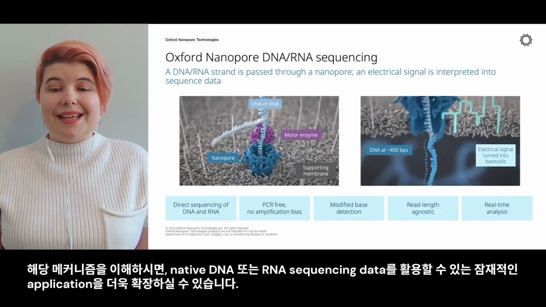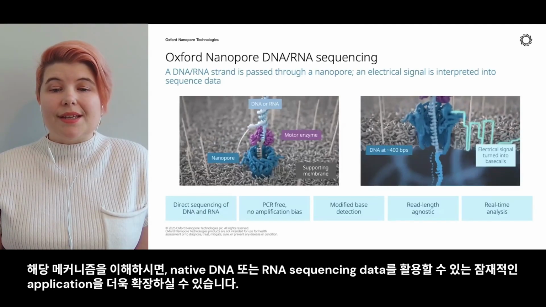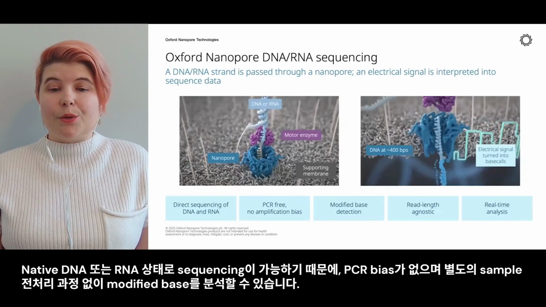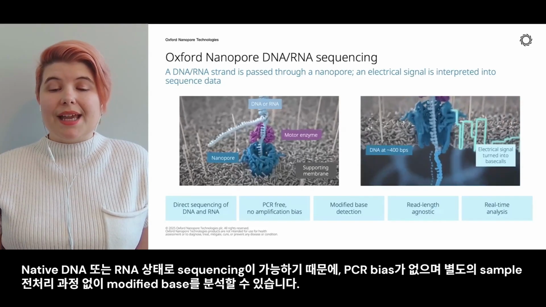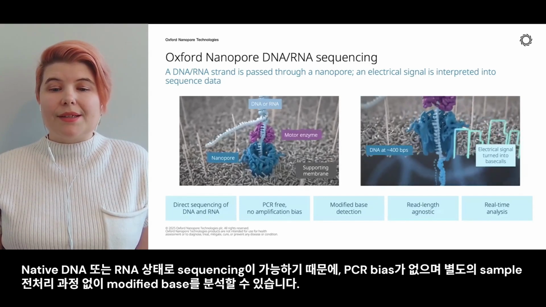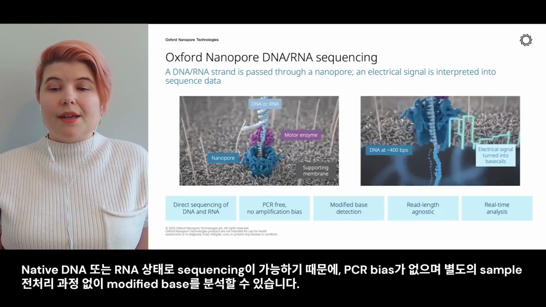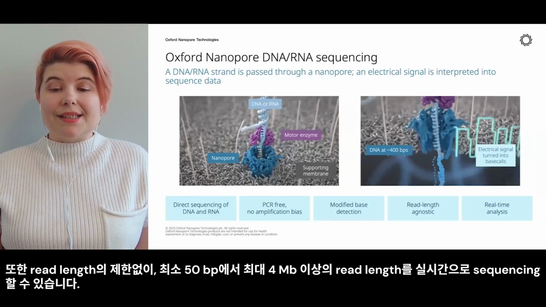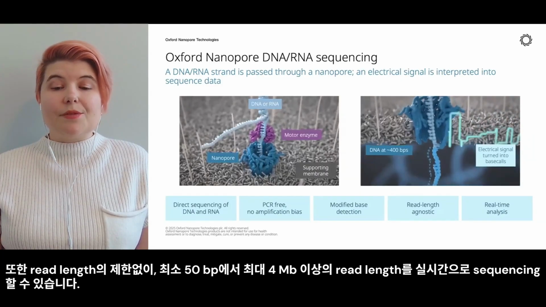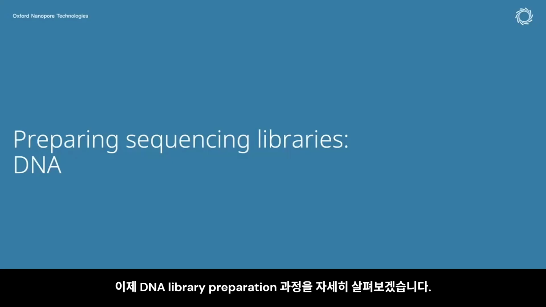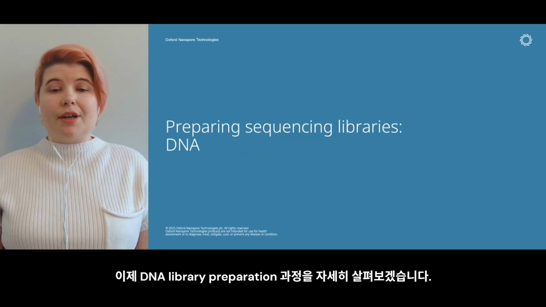Understanding this mechanism is key to further unlocking the potential applications of working with this sequencing data, particularly when sequencing native molecules. As we are able to sequence DNA and RNA natively, the data generated does not include PCR amplification bias, and with no additional preparation steps, enables modified base detection. And as the technology is read-length agnostic, we can sequence strands from as little as 50 bases to millions of bases in length, all in real time. Now, let's take a closer look at the process of preparing sequencing libraries, starting with DNA samples.